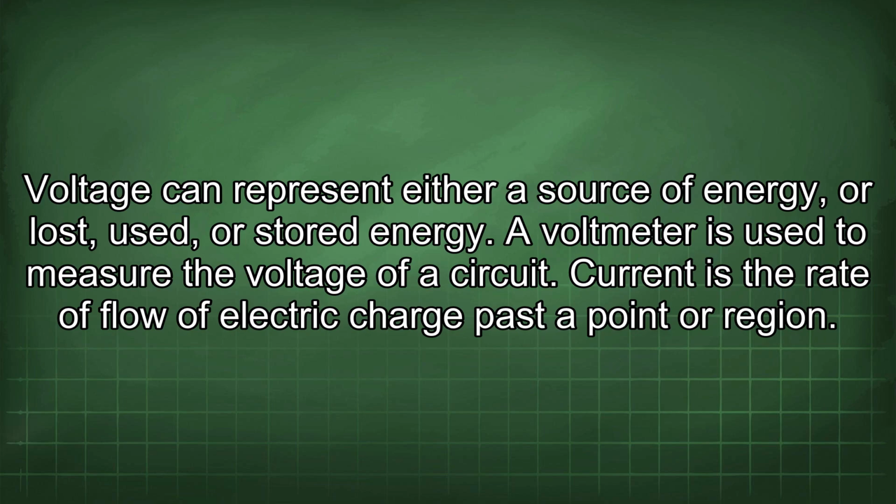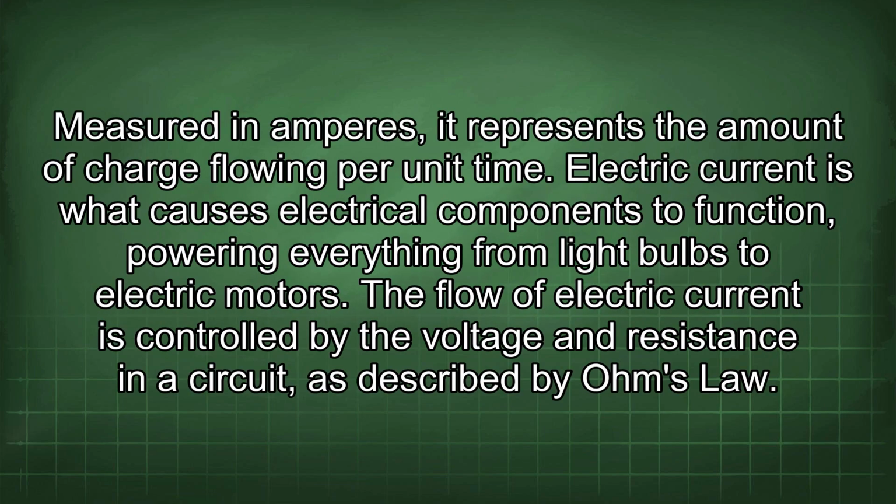Current is the rate of flow of electric charge past a point or region. Measured in amperes, it represents the amount of charge flowing per unit time. Electric current is what causes electrical components to function, powering everything from light bulbs to electric motors. The flow of electric current is controlled by the voltage and resistance in a circuit, as described by Ohm's law.